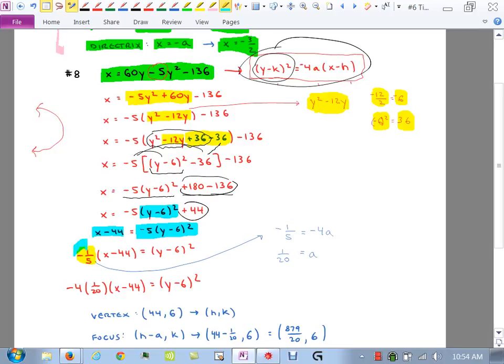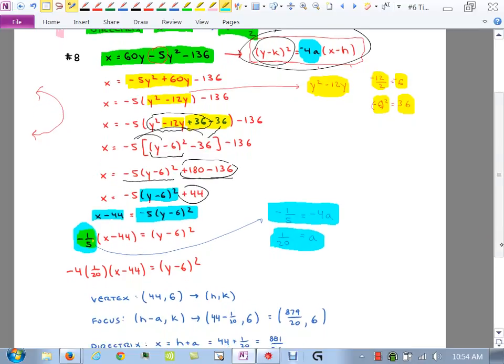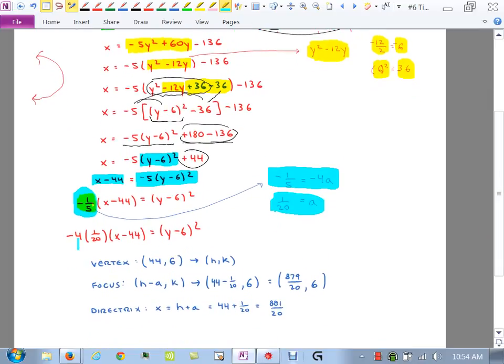And now I'm saying to myself, look, this negative 1/5 has to match up to this negative 4a in the general formula. So that's why I wrote this down here. And now just solve for a. I divide both sides by negative 4. When you divide both sides by negative 4, you get a is 1 over 20, positive 1 over 20. So that means here's my general formula. I'm pretty much there.